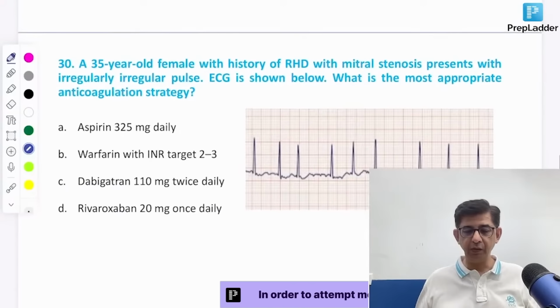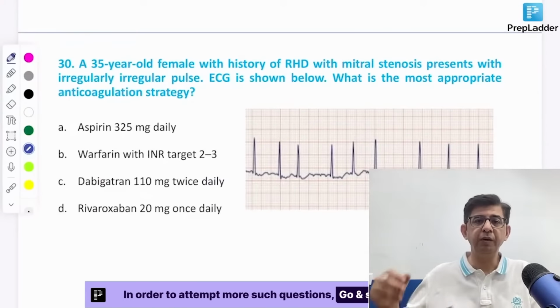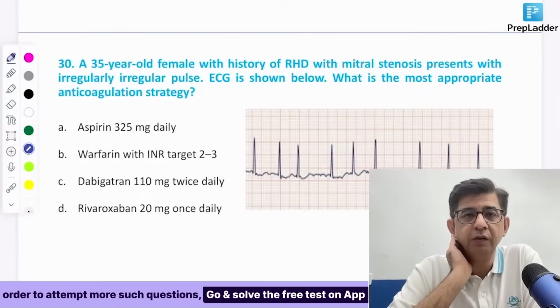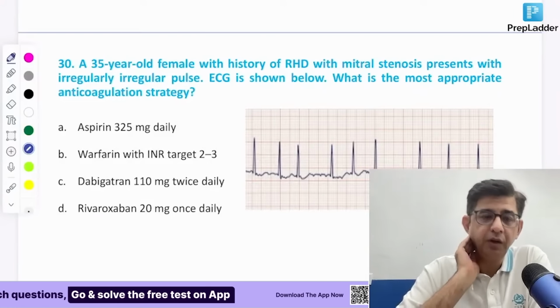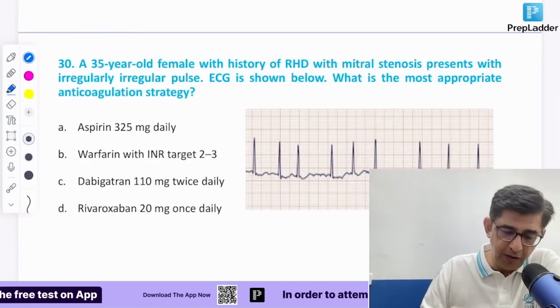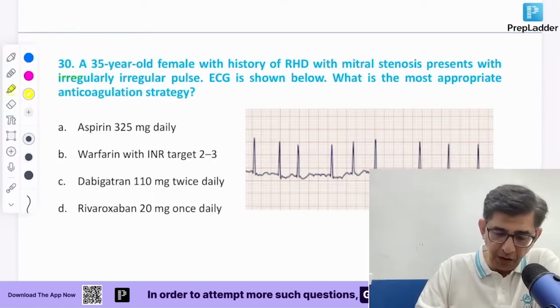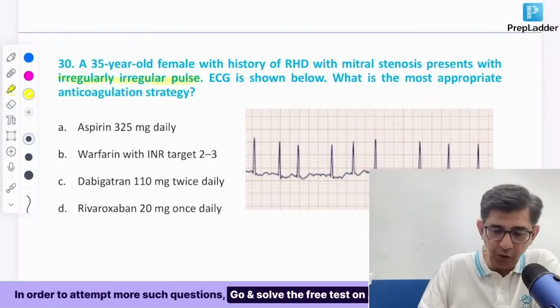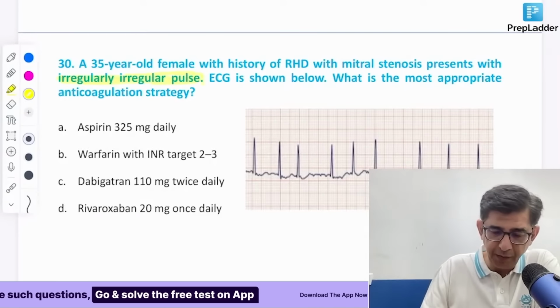Let's move to the 30th one. A 35-year-old female with history of rheumatic heart disease with mitral stenosis presents with irregular pulse. Again, irregular pulse is something that you have to remember always. It's a feature of atrial fibrillation.